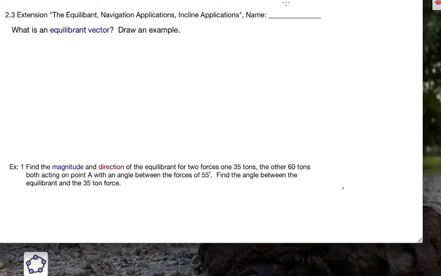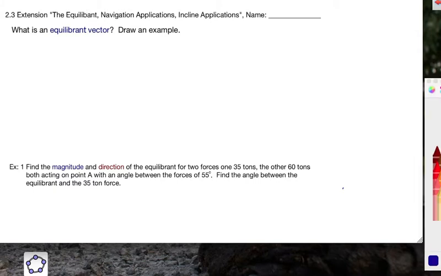2.3 extension, the equilibrant, navigation applications and incline applications. And see, I spelled equilibrant wrong here in the beginning. There's an R right there. Okay, so what is an equilibrant vector?